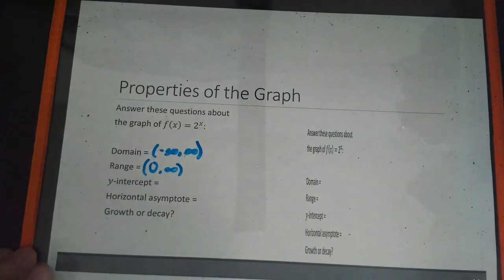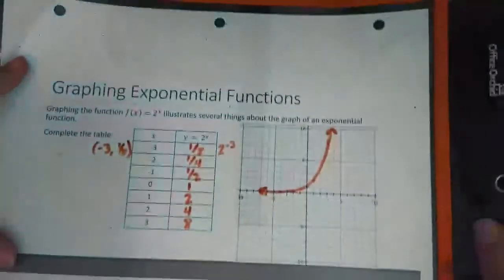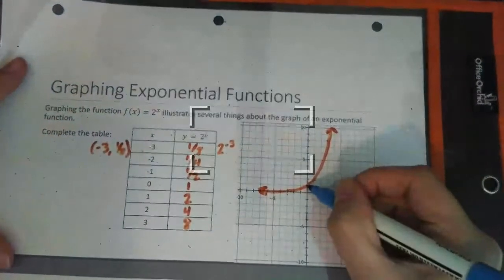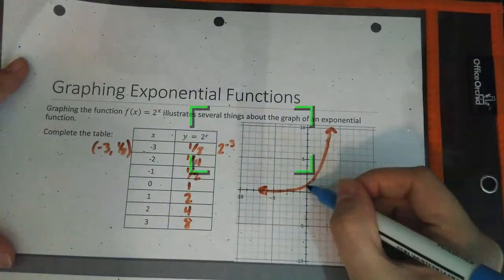Y-intercept, that's where we cross the y-axis. That would be right here. And that's going to be at x equals 0, y equals 1.